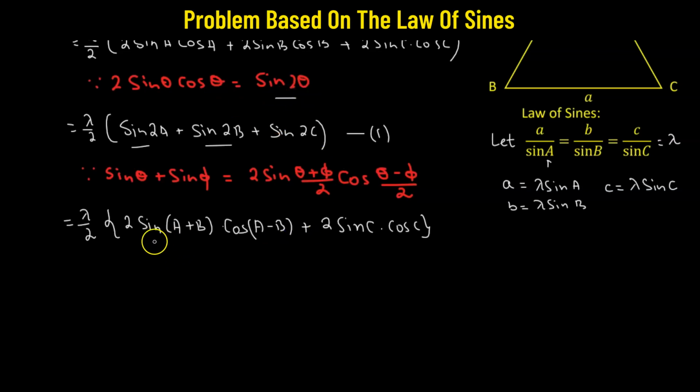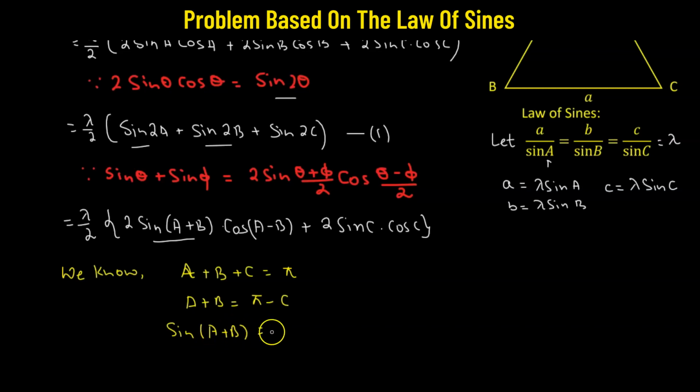So here we're using this formula. Now what we can do here is rewrite sin (A plus B). That's because we know for a fact that the sum of the interior angles of a triangle adds up to 180 degrees. So we have A plus B plus C equals pi. So A plus B will also be equivalent to pi minus C. So if we take the sine of A plus B, that will be equal to sin of pi minus C.